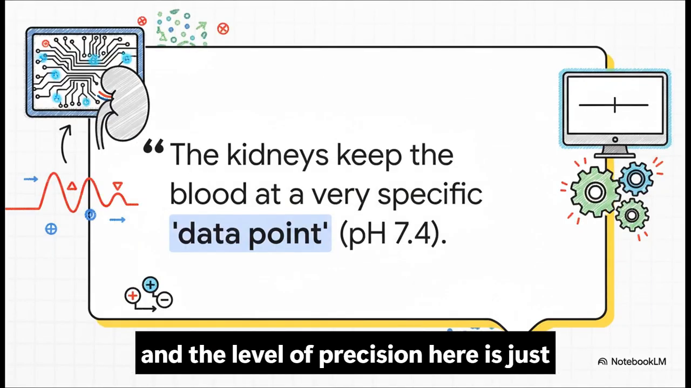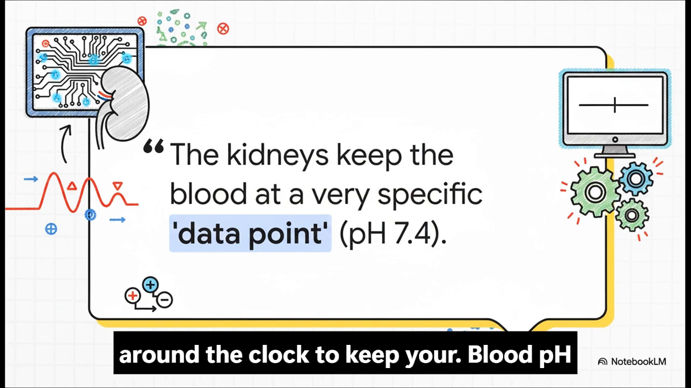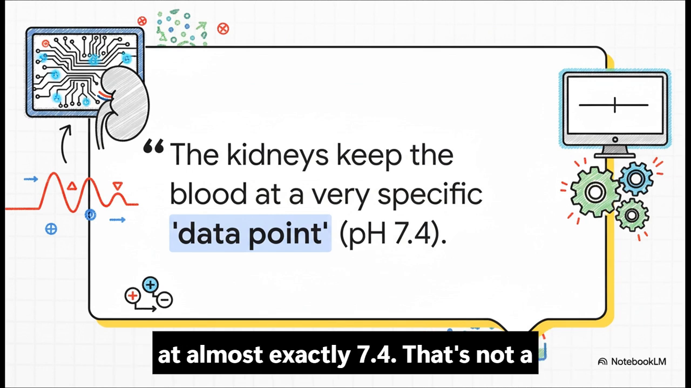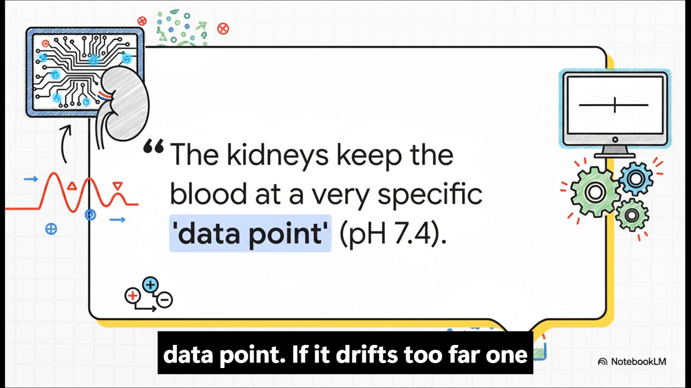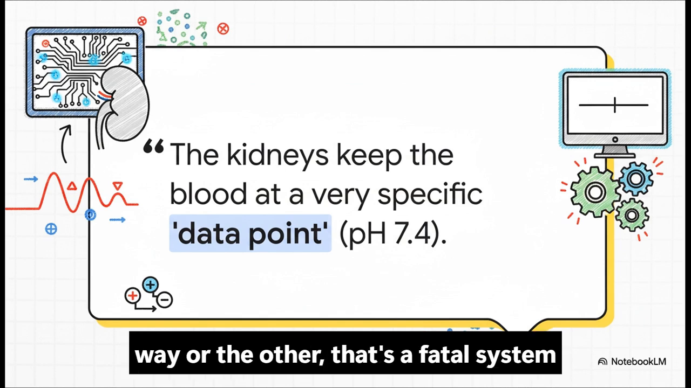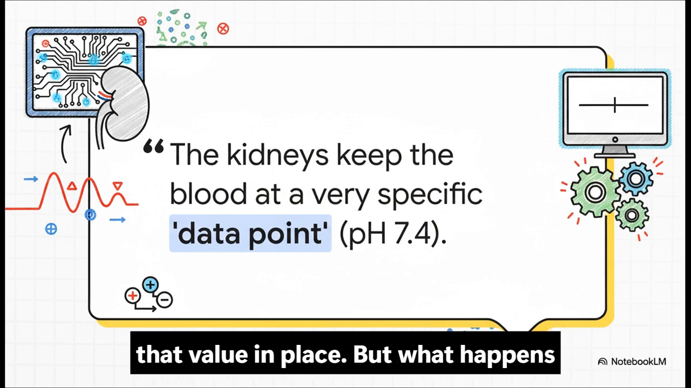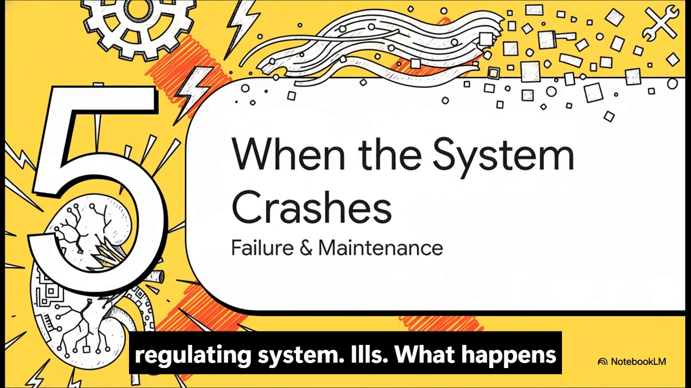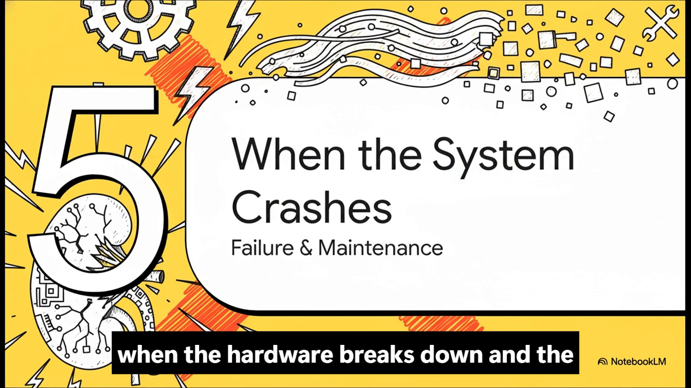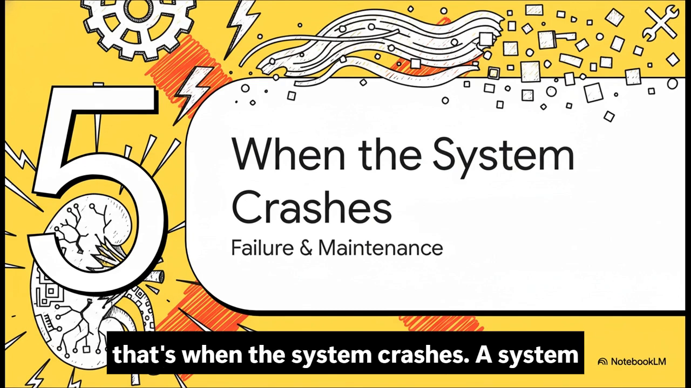And the level of precision here is just astounding. This biological code works around the clock to keep your blood pH at almost exactly 7.4. That's not a range, it's a critical, non-negotiable data point. If it drifts too far one way or the other, that's a fatal system error. So the software is constantly making these tiny adjustments to lock that value in place. But what happens when this incredibly elegant, self-regulating system fails? What happens when the hardware breaks down and the software just can't keep up anymore? Well, that's when the system crashes.